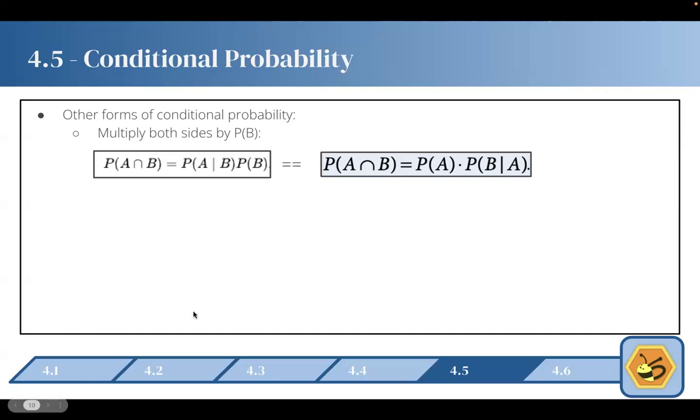Not directly, but the conditional one. Oh, perfect. It's given. Oh, you know what? Perfect. Thank you so much.